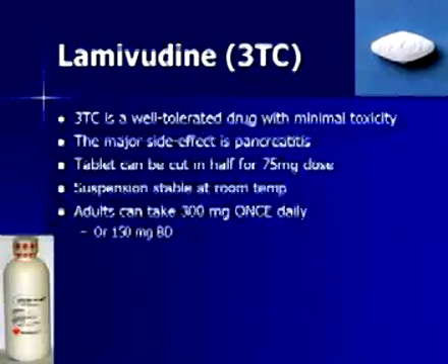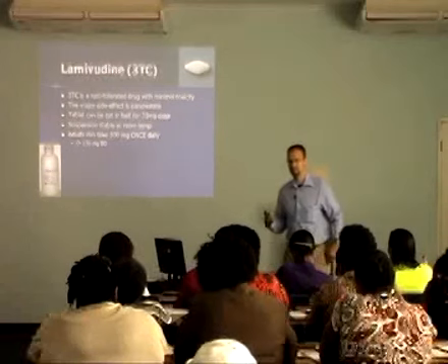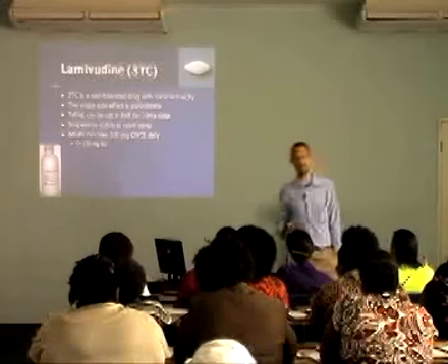Lamivudine, 3TC, comes in a syrup for children, tablet for adults. For older children, this tablet is scored. You can break it in half for a 75 milligram dose for older children. Adults can take, particularly with the new regimen of tenofovir, which is a once-a-day medicine, and Stocrin, which is a once-a-day medicine, if you take 2 tablets of lamivudine at the same time, you can actually take lamivudine once a day.